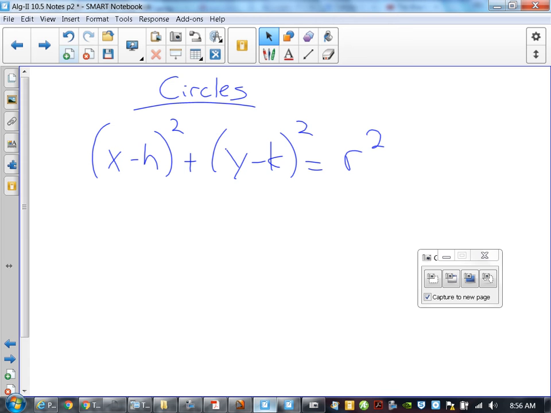Circles are the only one that equal something besides 1. The reason that circles equal r squared is because if you divide that out, you're going to get a and b values that are identical. That's how you'll be able to tell something that is a circle versus an ellipse. Ellipses will have 2 different values for a squared and b squared. Circles will be the same.